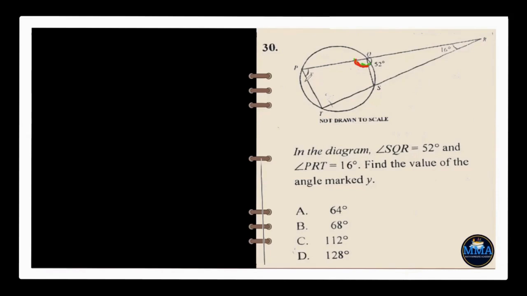So all I need to do for me to find this angle marked red, I'm going to do 180 degrees minus 52 degrees, and that will give me 128 degrees. So this angle here is 128 degrees.